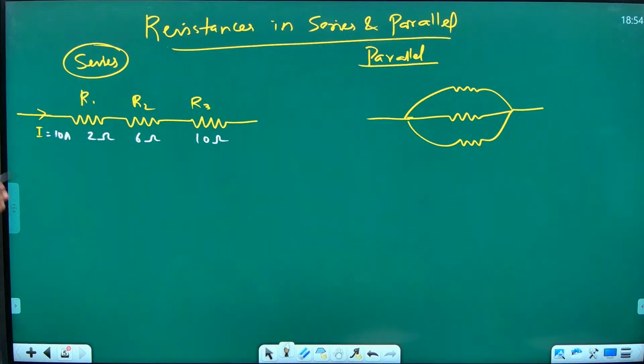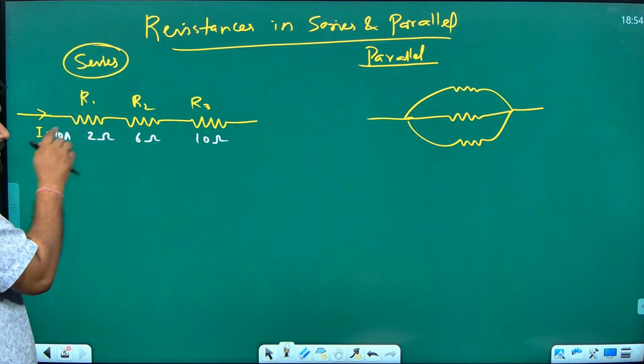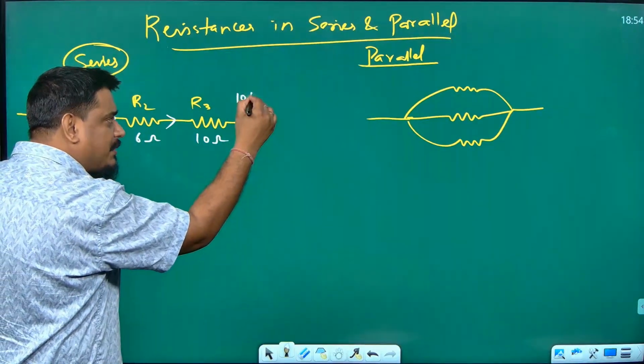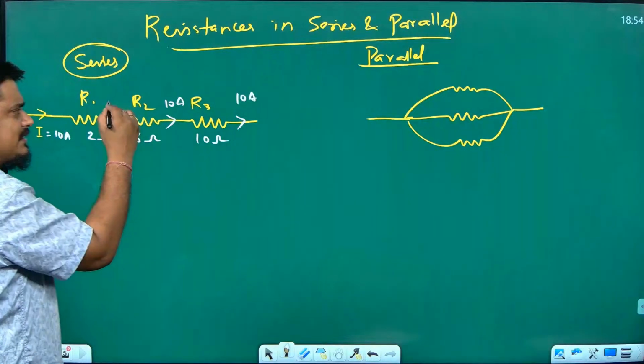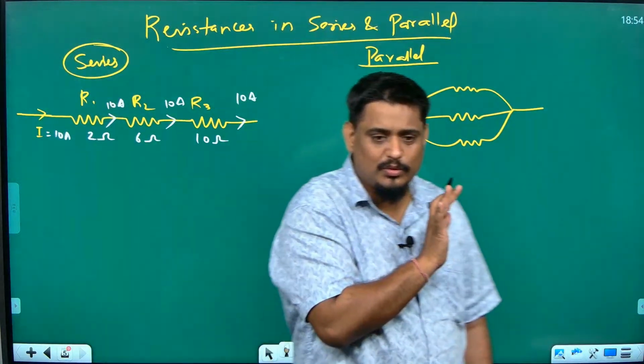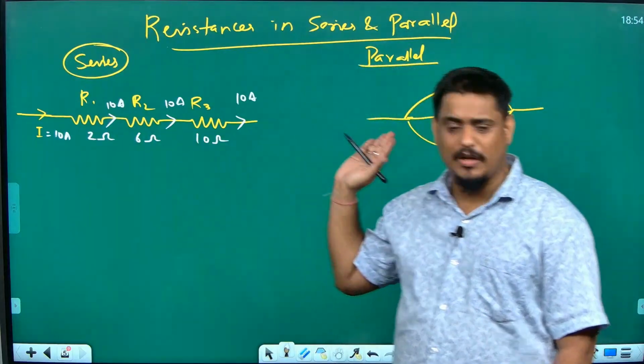How will the current behave in all the resistances? In 2 ohm it will become slower and go, in 6 it will become further slower, in 10 it will become very slow and go. But 10 ampere, if I check here, here and here, the same 10 ampere only will go, am I right? 10 will not become 6 or 5 or 4 or 2. What current comes in, the same current has to come out.